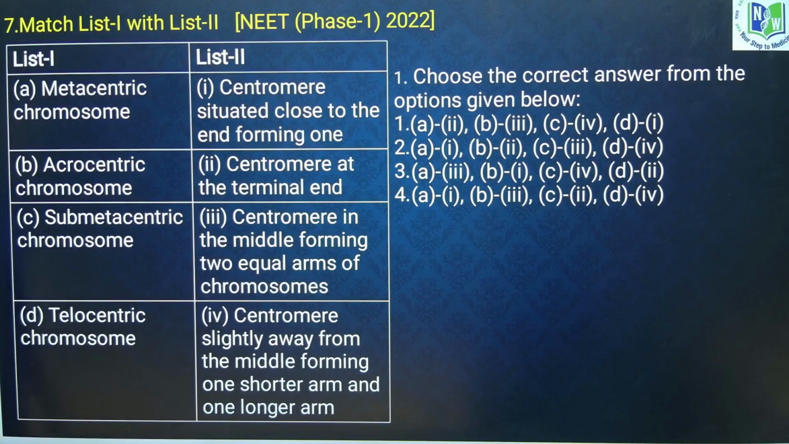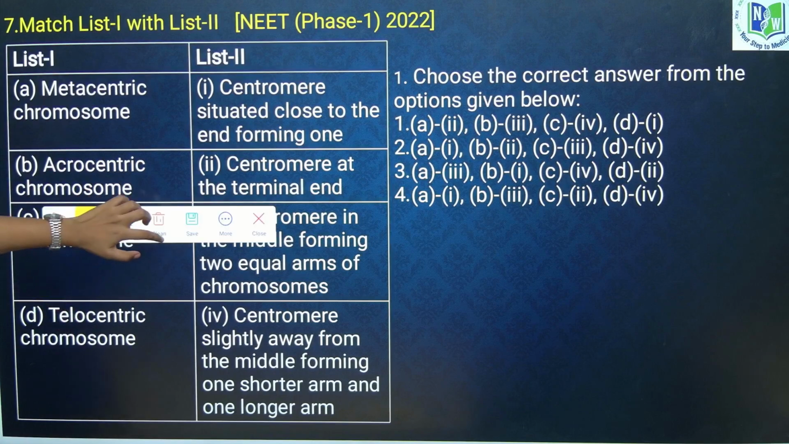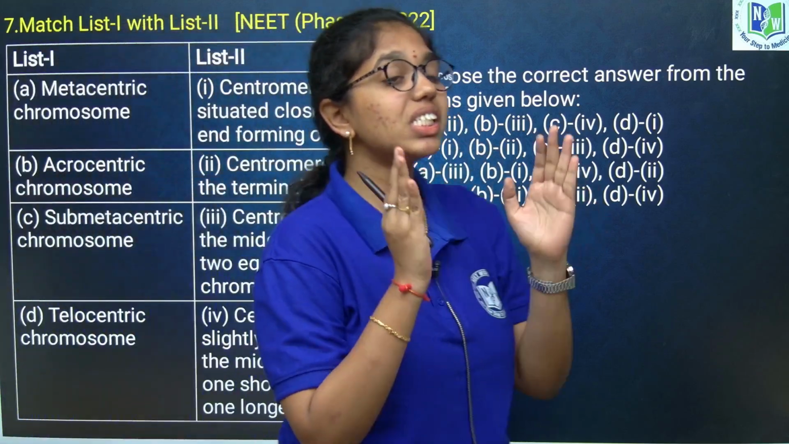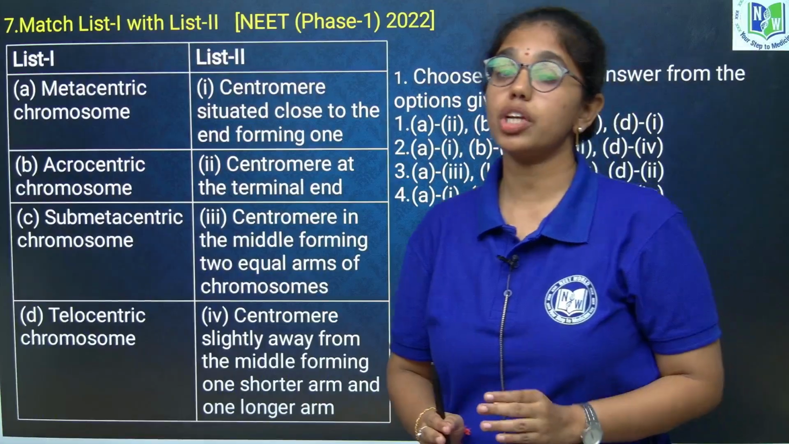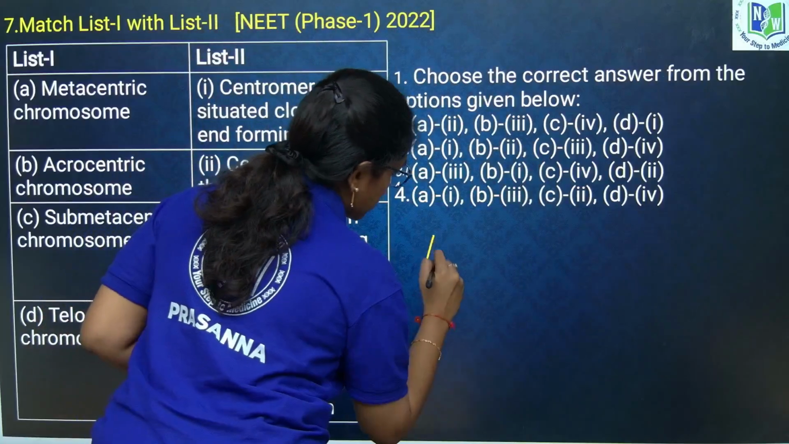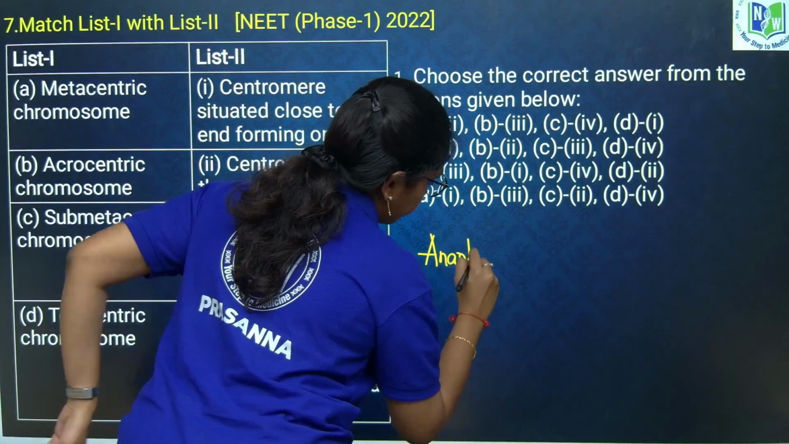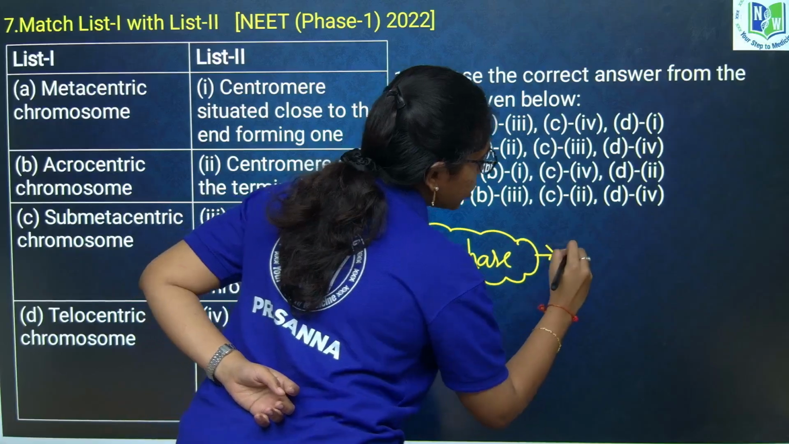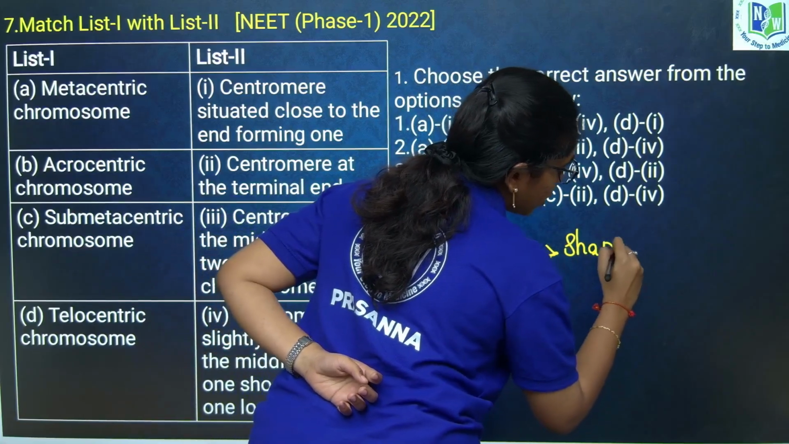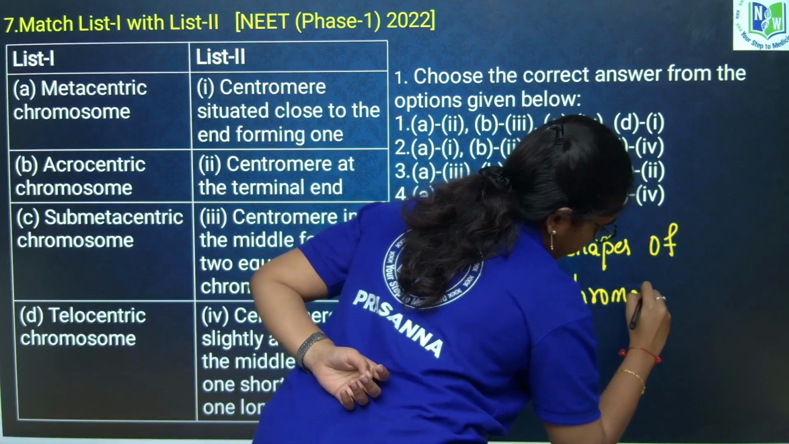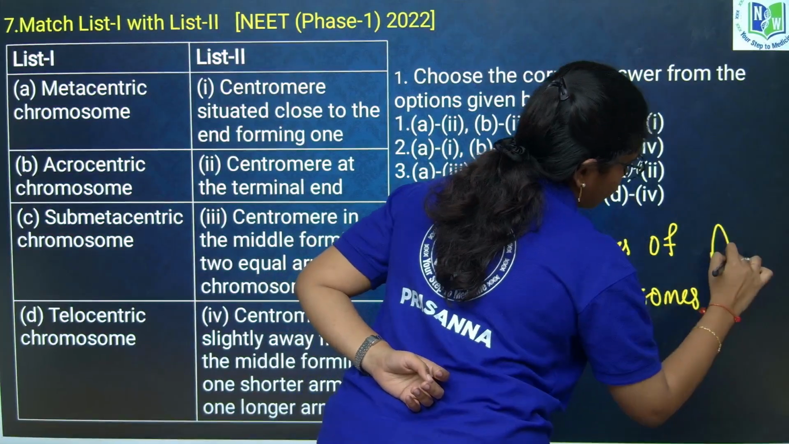Next question. This type of question we have discussed in APEAPCET also. It is very important to learn the types or shapes of the chromosomes, and you should also know in which phase of cell division you can observe all the shapes of the chromosome. It is in the anaphase of cell division that you can observe the shapes of chromosomes. Please fix it in your mind.